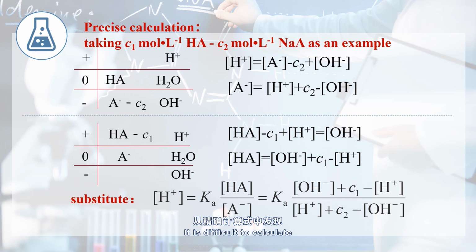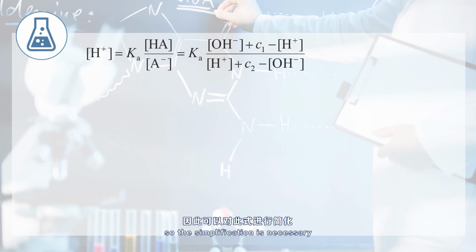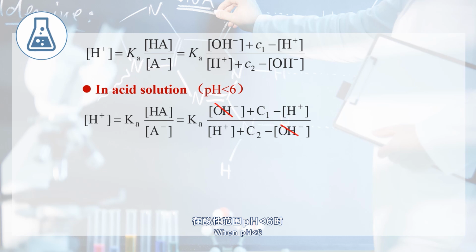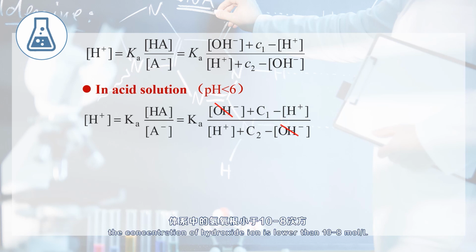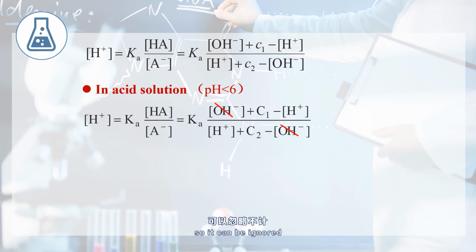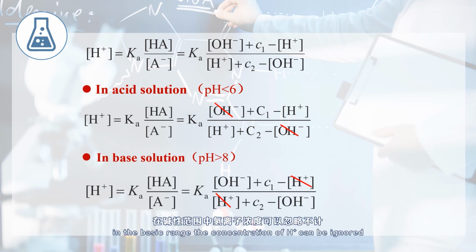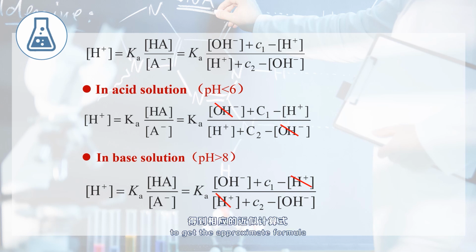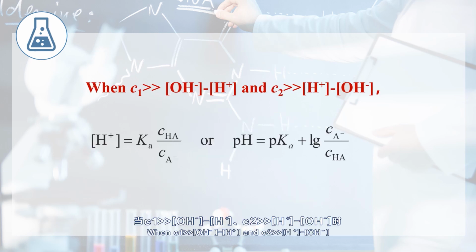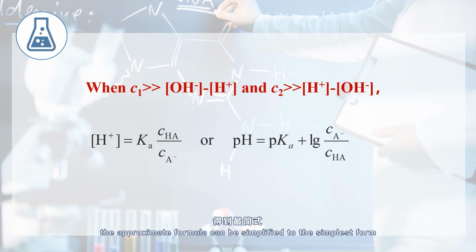It is difficult to calculate the rigorous equation, so simplification is necessary. When pH is less than 6, the concentration of hydroxide ion is lower than 10 to the minus 8th power mol per liter, so it can be ignored to get the approximate formula. Similarly, in the basic range, the concentration of hydrogen ion can be ignored to get the approximate formula. When C1 is way larger than [OH-] minus [H+] and C2 is way larger than [H+] minus [OH-], the approximate formula can be simplified to the simplest form, which is the common calculation formula of buffer solution.